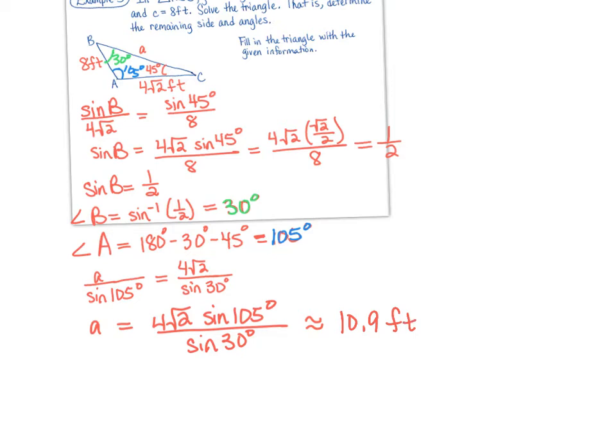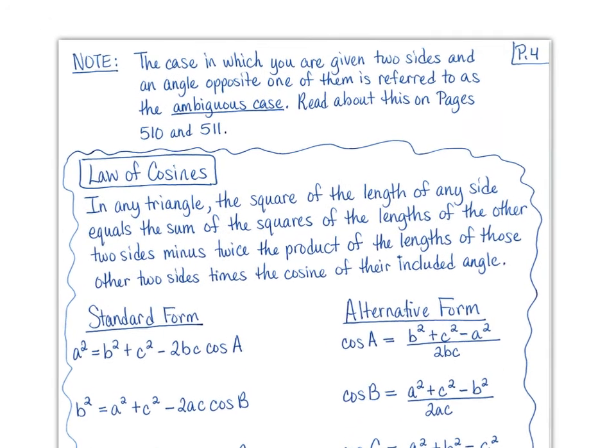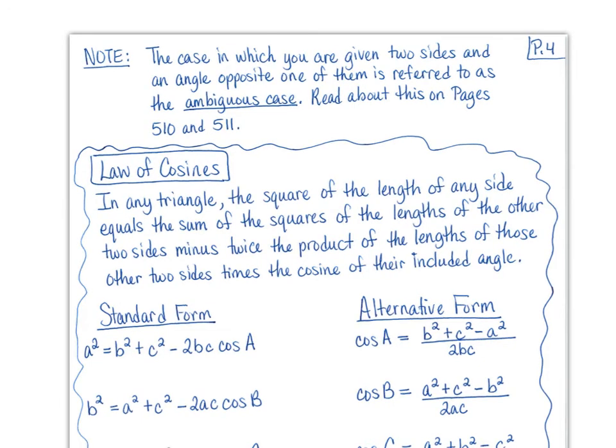So we filled in every side. So we get 10.9 feet. So we filled in all the sides and the angles. We solved that triangle. Okay? So that's using the law of sines. Now, remember if we fell into case 3 or 4, we have to use the what? Law of cosines, right? Now, one thing before we talk about the law of cosines, there is another case where you're given two sides and an angle opposite one of them, which we just talked about, right? This is referred to as the ambiguous case. Make sure you read about this on pages 510 and 511 in your book, okay?